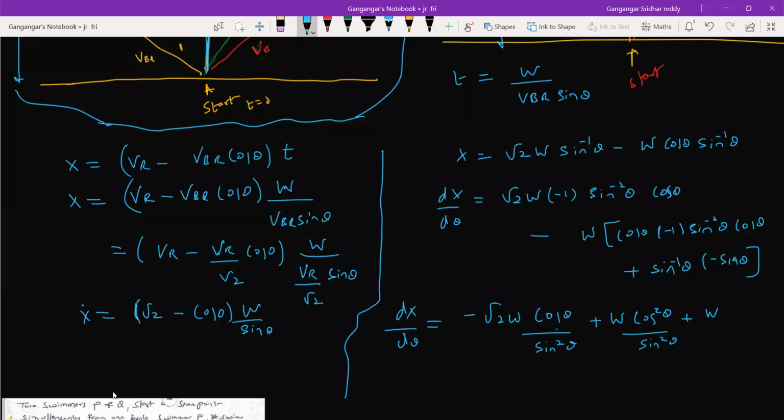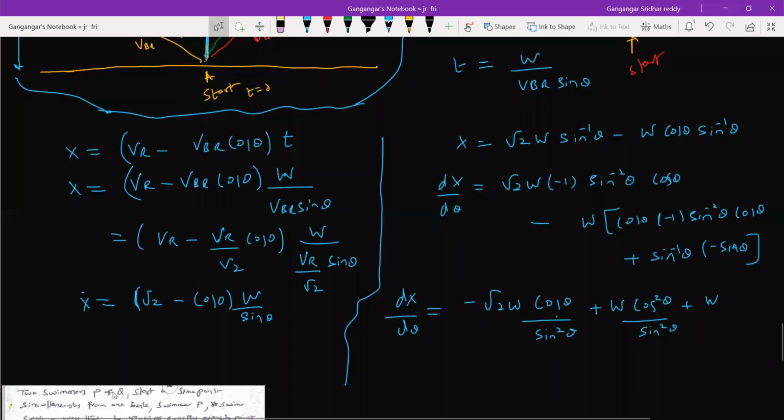I'll equate dx by dt to 0 to get that minima. So W will get eliminated. So we have to get the equation for the basic condition. So dx by d theta, equate to 0, W will get eliminated. Then solve for theta. Anybody value of theta? 45, sir. Theta 45 degrees.